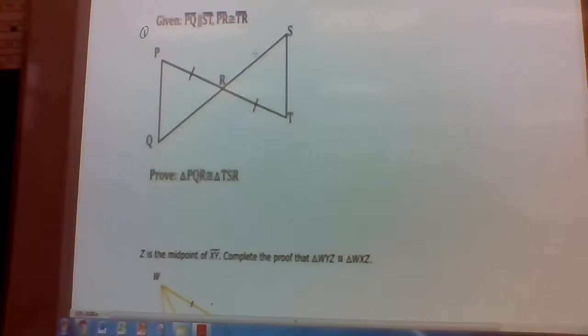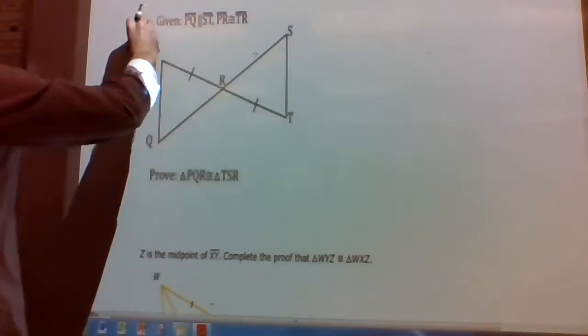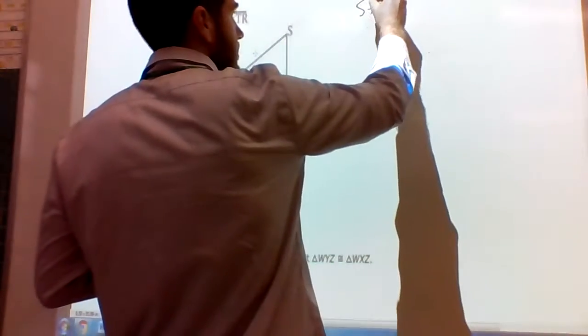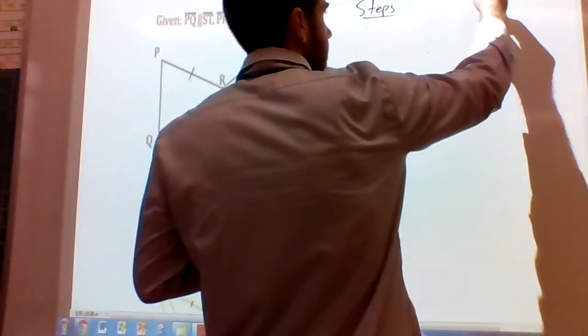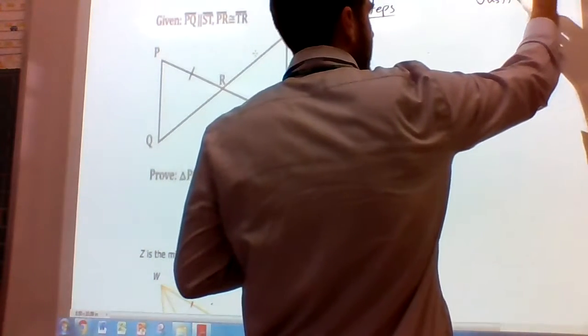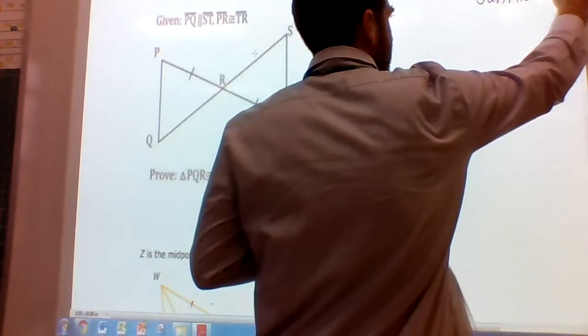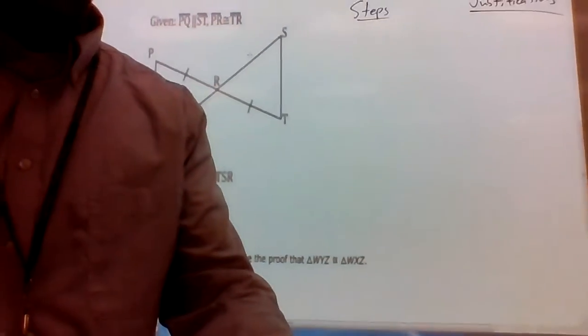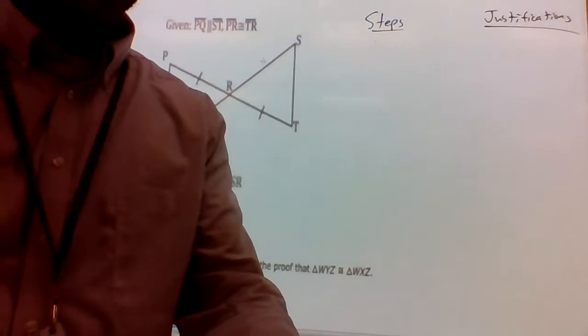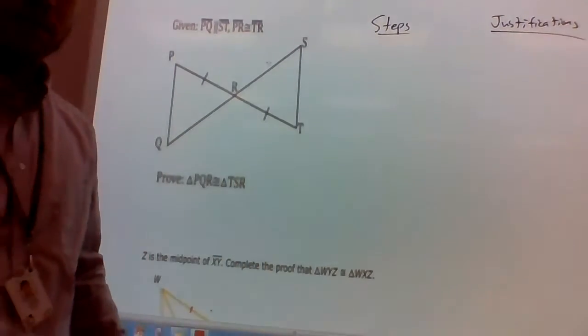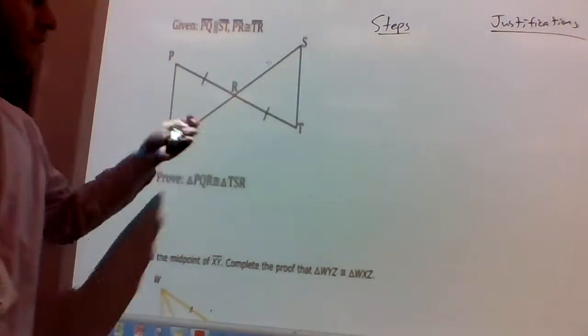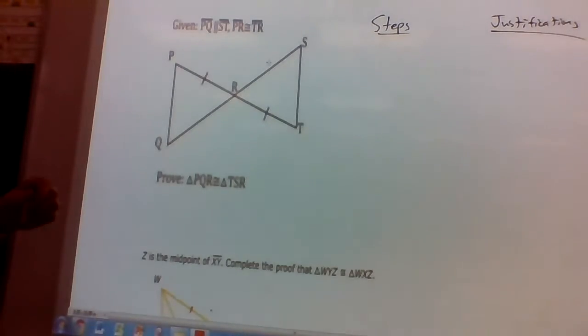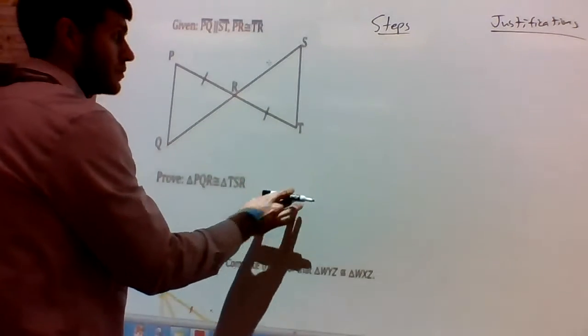Number 3. So steps, justifications. Make sure you can see it on the screen. Okay. So here we're given two pieces of information, right? Step 1 in the process, write the givens.